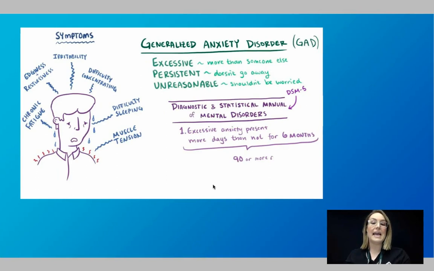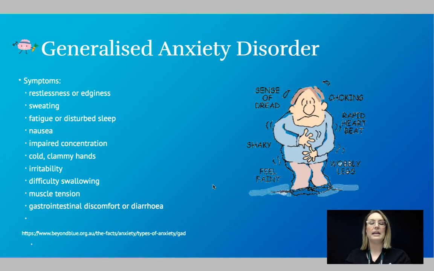This is a really handy image that someone has put together based on the DSM-5. So pause here for more information. It's quite a handy image. And again, the symptoms here are very similar to the general anxiety symptoms. So we've got restlessness or edginess, sweating, you can have fatigue, you might have disturbed sleep, nausea, concentration difficulties, cold, clammy hands, irritability, difficulty swallowing, muscle tension, and gastrointestinal discomfort.